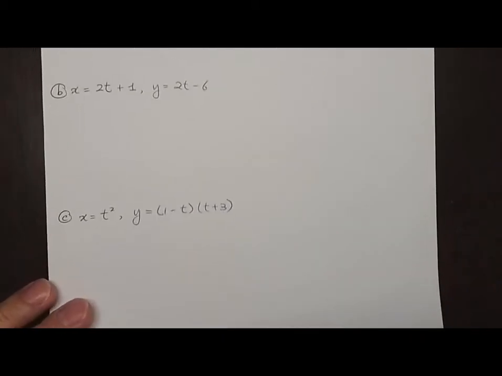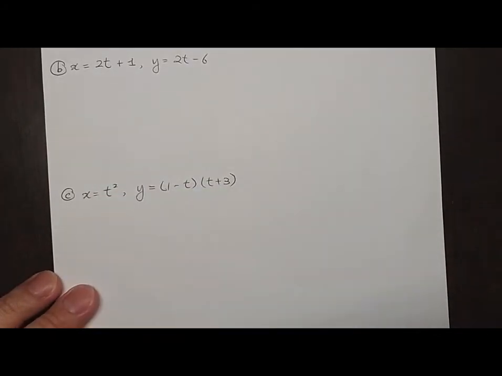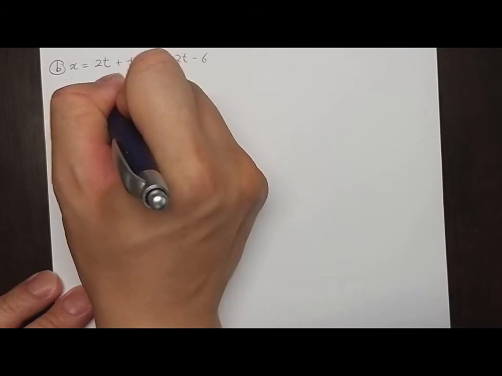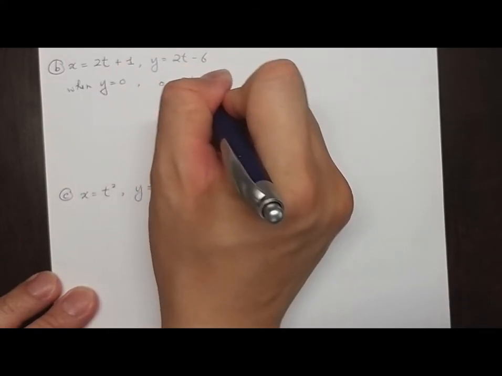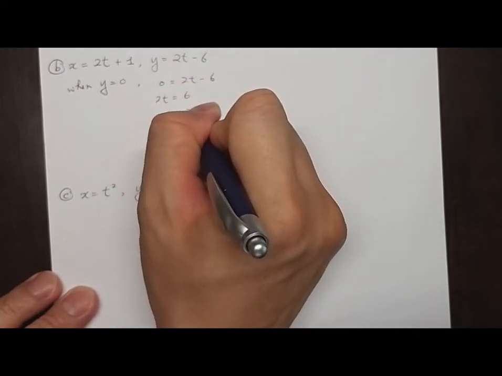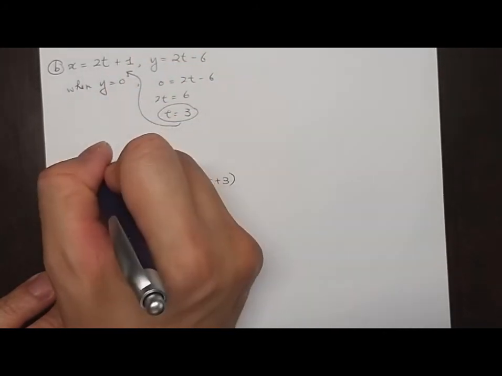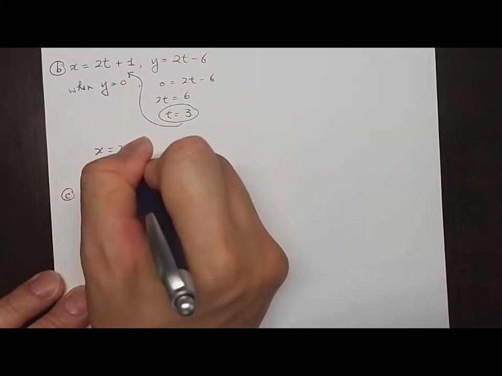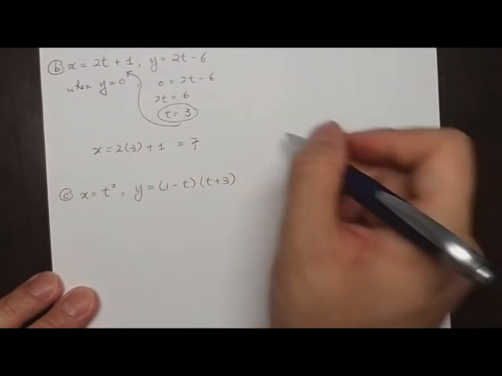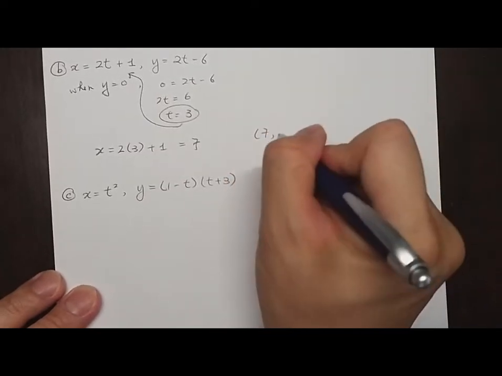And part B, if we have x equal to 2t plus 1 and y equal to 2t minus 6, that means when y equal to 0, 0 equal to 2t minus 6, that means 2t equal to 6, t equal to 3. When t equal to 3, substitute into this x equation. So x is equal to 2 multiplied by 3 plus 1 is equal to 7. The intercept point should be 7 and 0.